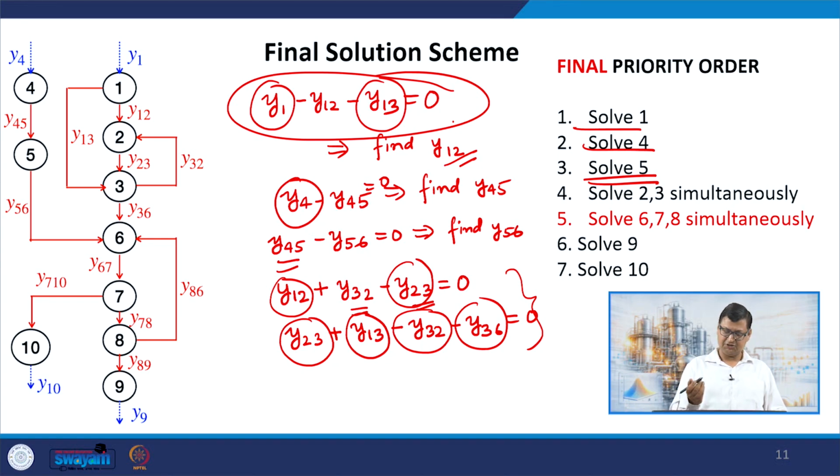So let's say, just for the sake of argument, y36 is given to us, then we have simultaneous equations in y23 and y32.